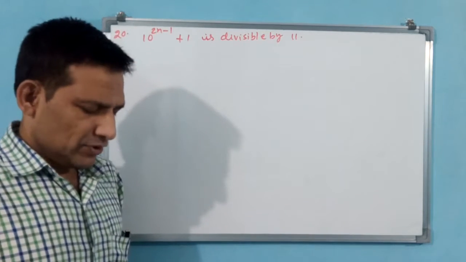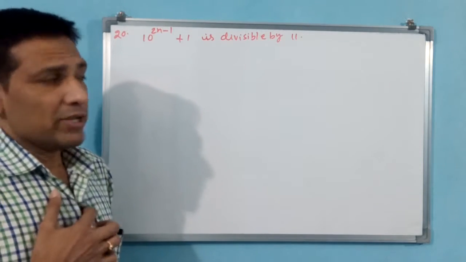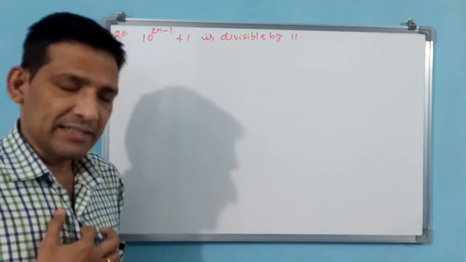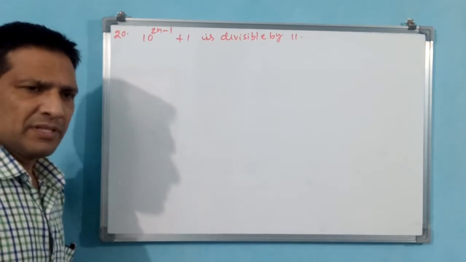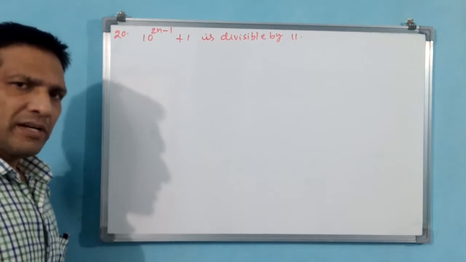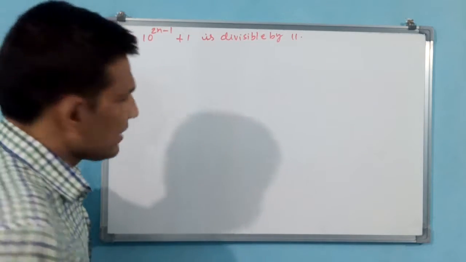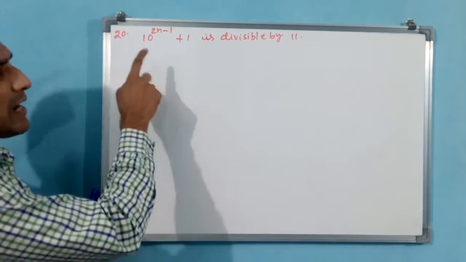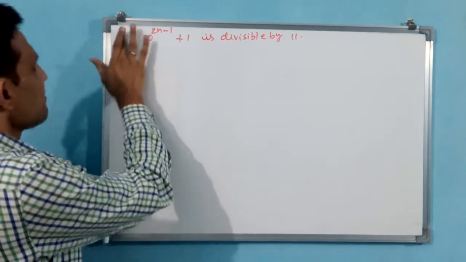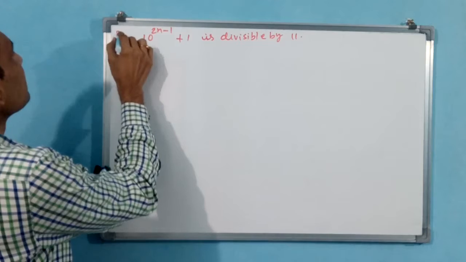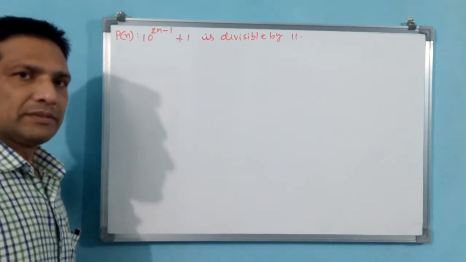And see what are the conditions, steps. First step, n belongs to N. Has he written? Yes, he has written. Shall we write again? We can write or we don't write. Why? Because in the question itself he has given, so we need not write. Even if you write also, that is not a bad thing. Okay, now Pn. This I am taking as a proposition. That is why I am changing this as Pn. Okay, P of n.